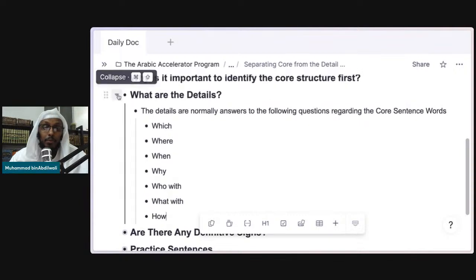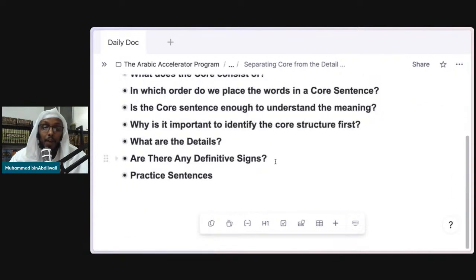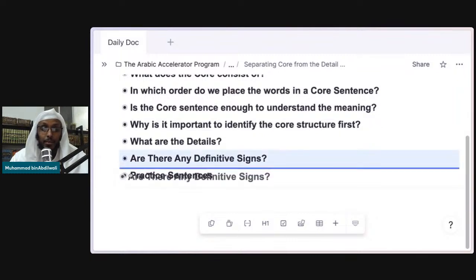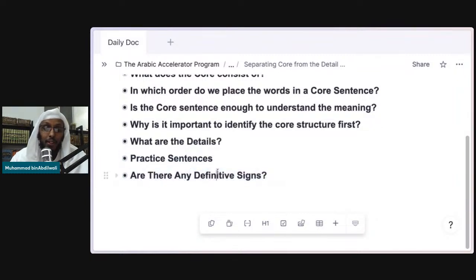طيب. Finally, we're going to answer this question at the end when we're done. Are there any definitive signs? As in, Ustad, can you tell me what to look out for if I don't understand the sentence, or if I'm struggling to extract the core?